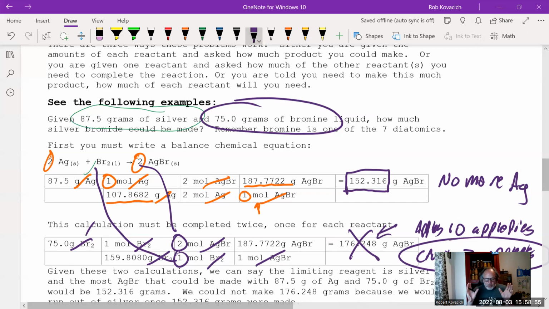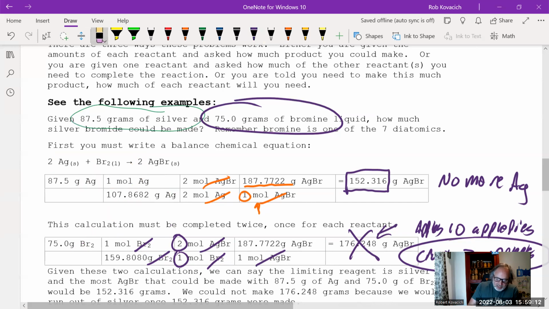So you do 2 separate railroad track calculations to determine how much you could make with each of those, given that you have enough of the other, even though you're not going to. And then whichever number is smaller, that's the amount you could make. So the other question you could be asked here is, what's left in the container?